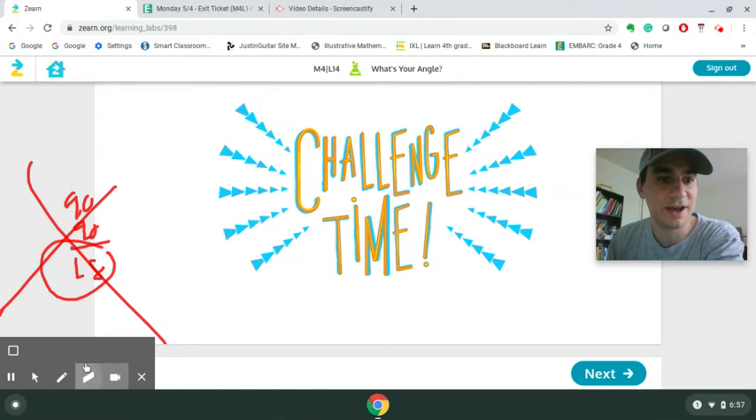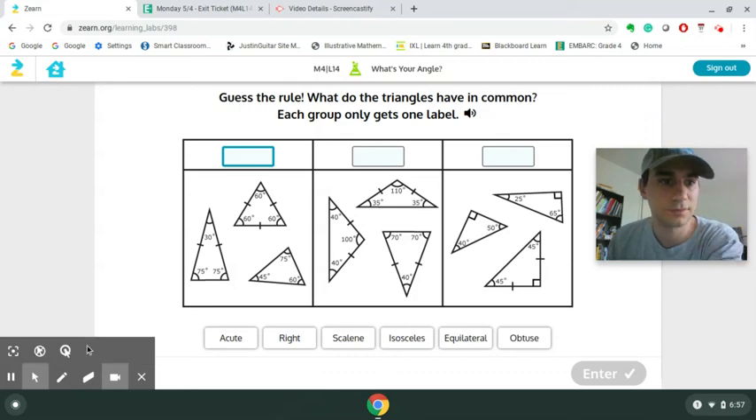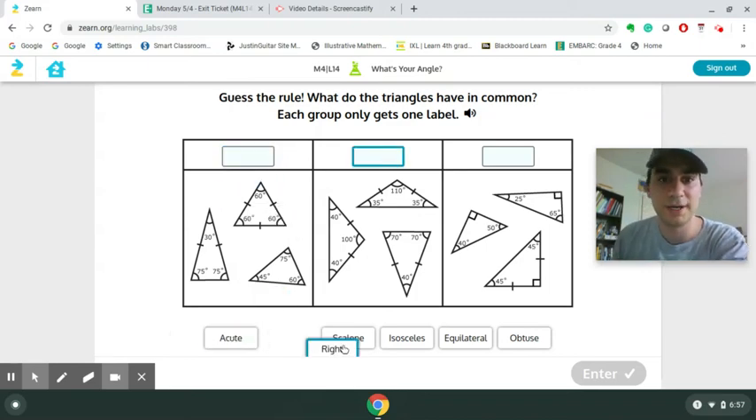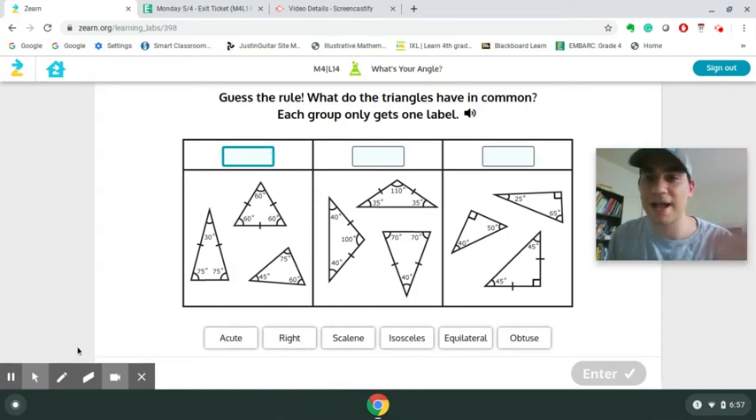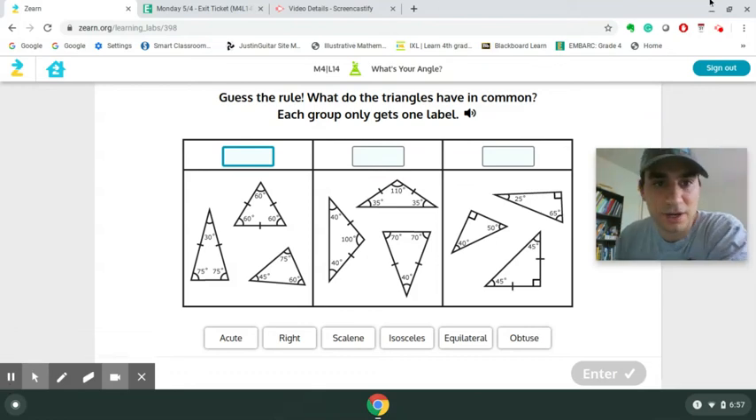Oh, challenge time. We love a good challenge here. Let's do it. I want you to pause the video and try this challenge on your own. You're going to be labeling these, so pay very close attention. You're going to want to drag and drop and then press enter to check your work. Pause the video now. Come back and check when you're done. Okay, you're back.